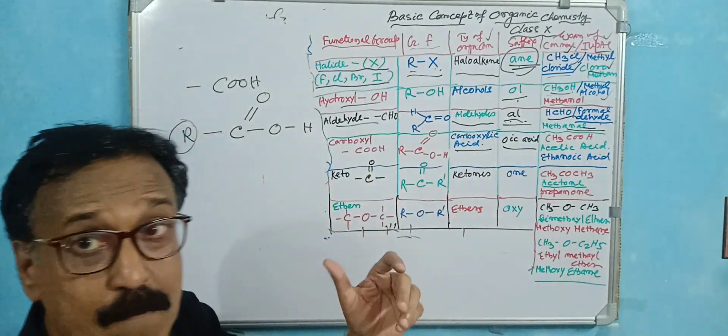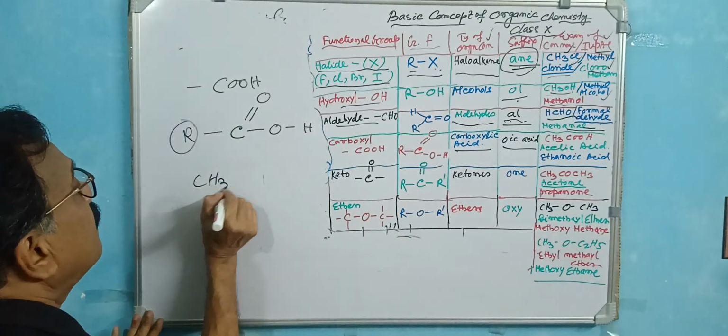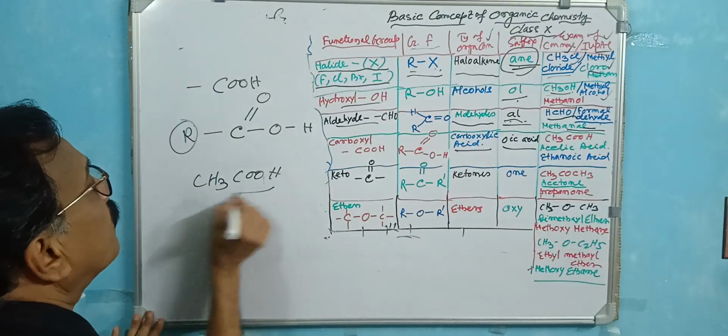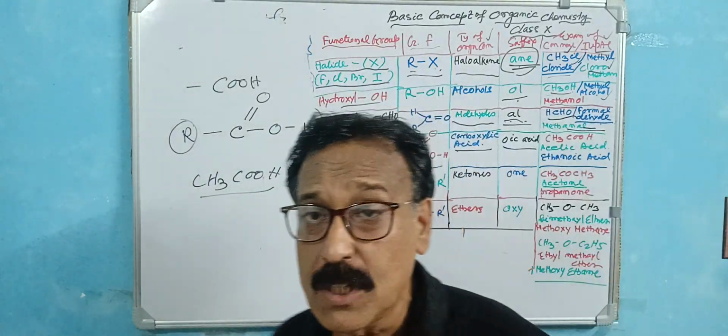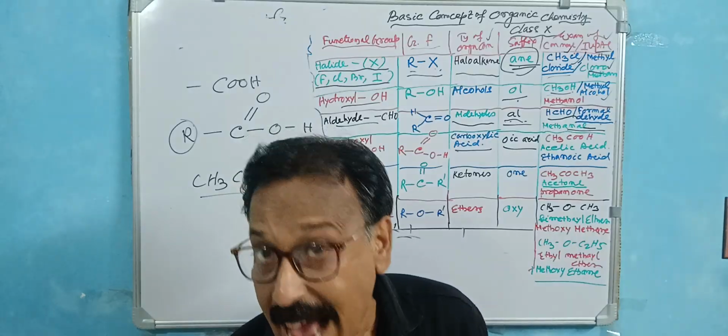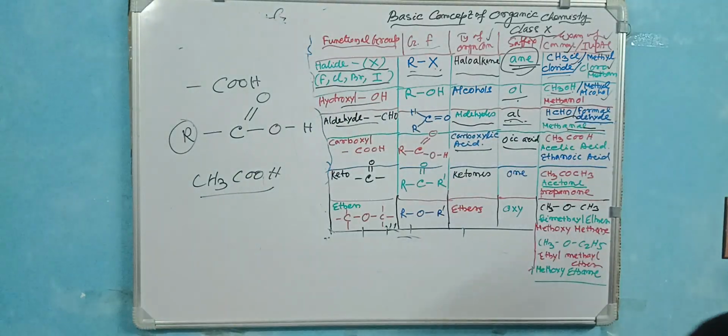What is the IUPAC name? Oic acid. Suppose CH3COOH. This is actually called acetic acid. The common name is acetic acid. We know it is very much used in cooking, the vinegar. The common name, the business name, is vinegar. The common name is acetic acid.